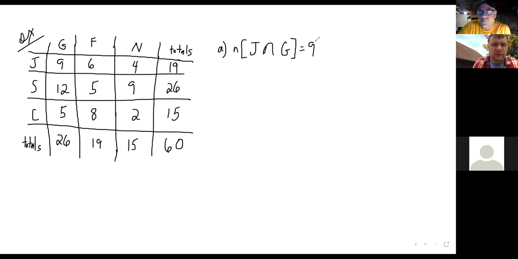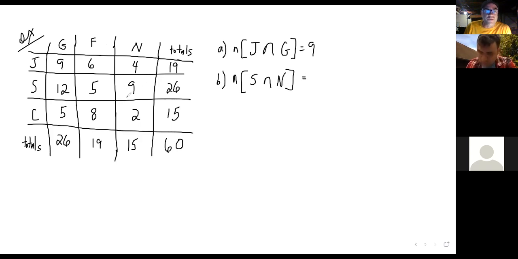So that is it. Questions on that? Do another one like that. Cardinality of S intersect N. So this would be the number of people who are in senior high and play the position of center. And it is also, it's different 9, but it's these 9. All right. And C.